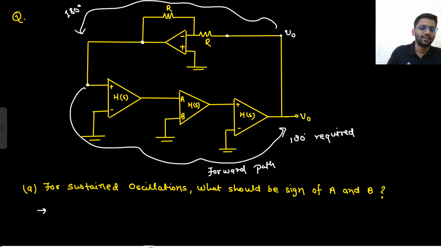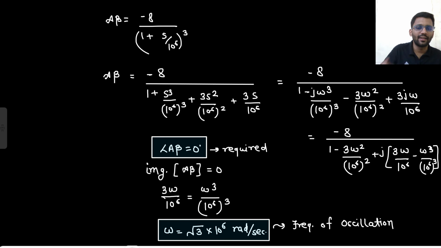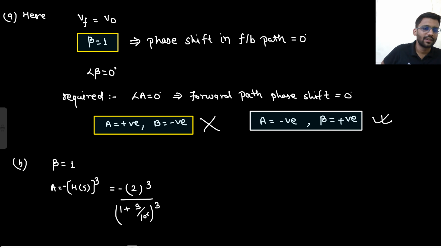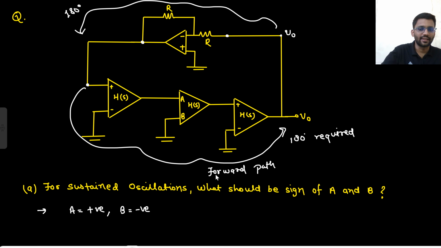Say yes or no. And in the previous question, we got to know that if A is negative and B is positive, then we get 0 degree phase shift. So for getting 180 degree phase shift, what you will do? You will put A equals to positive and B equals to negative. Say yes or no. For getting 0 degree phase shift, A should be negative and B should be positive. So what should be the case here? It should be the otherwise.